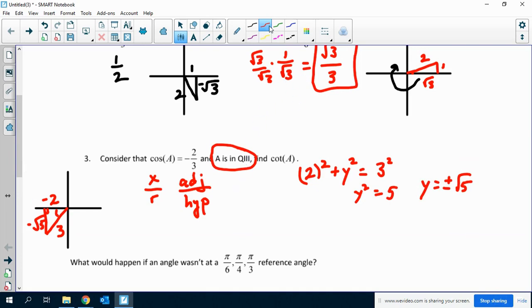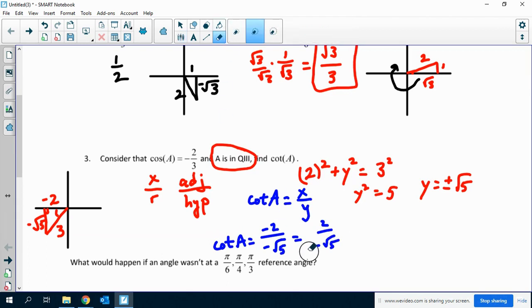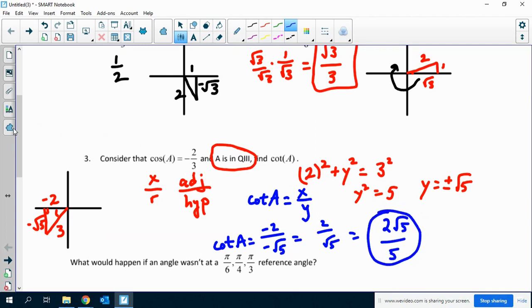So now I need to find cotangent. Cotangent of A is going to be the x value divided by the y value. So the cotangent of A is going to be negative 2 divided by negative square root of 5, which is 2 over square root of 5, because the negatives cancel out. And then since there's a radical on the bottom, I have to multiply the top and bottom by root 5. So I get 2 root 5 over 5 is the cotangent of A.